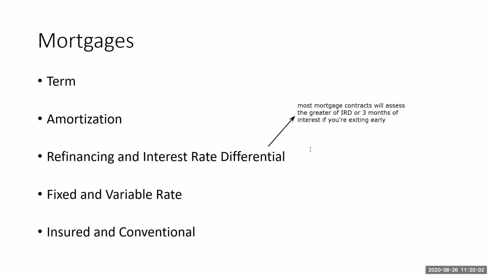So your 3 months interest is easy, right? If it's the 3 months interest calculation, you're just going to take whatever interest you would pay over 3 months, that's your penalty. That's pretty straightforward, okay? The interest rate differential is a little more complicated.